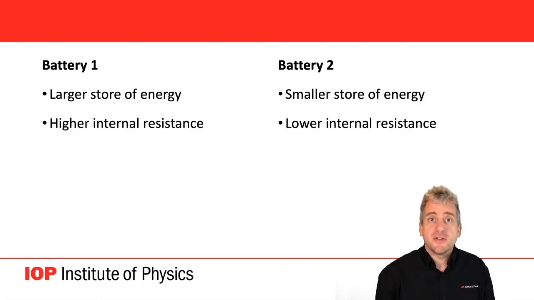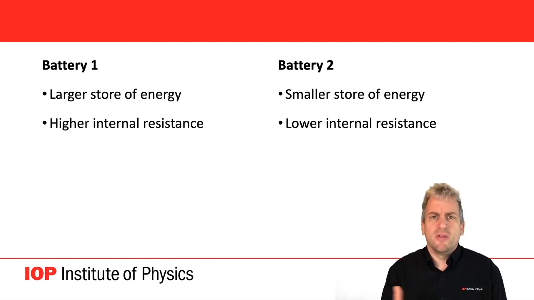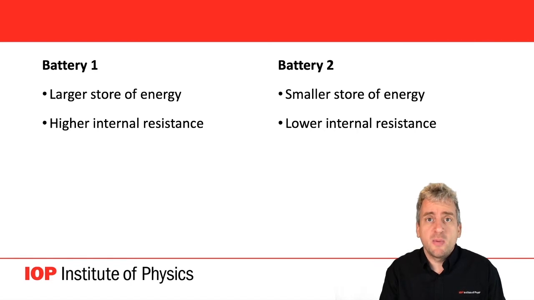If you want to use a battery to power up something like a remote control, well, a remote control has got a really high resistance. So it doesn't really matter what the internal resistance is of the battery. Either of the batteries will work fine with it, and you might choose battery 1 because it's got the larger store of energy, or you might choose whichever battery is cheaper.